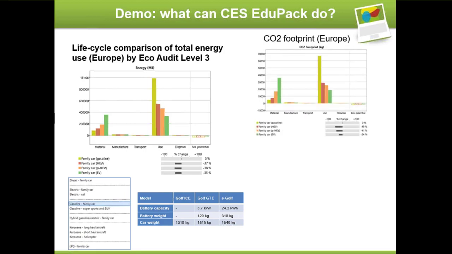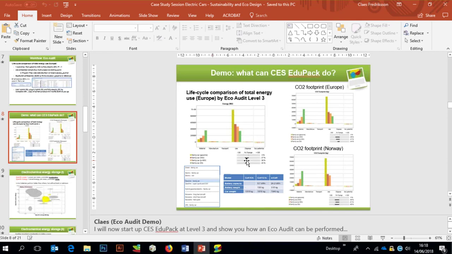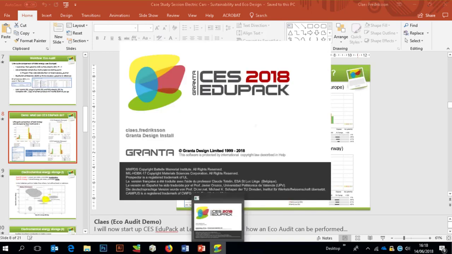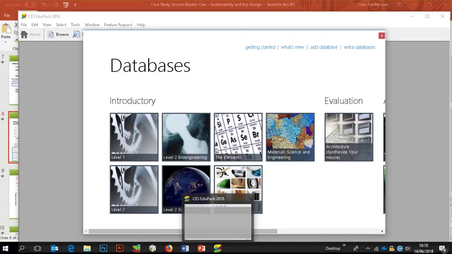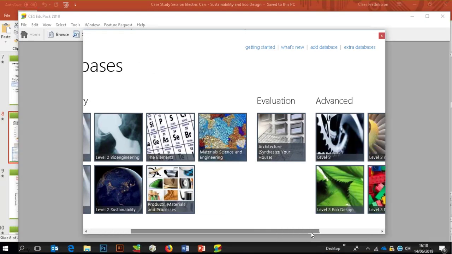Okay, so I will leave the slides and start up EAG Pack, and hopefully show you exactly how you can achieve this kind of result. So I'm starting up now the 2018 version of EAG Pack, and I will be using the level 3.